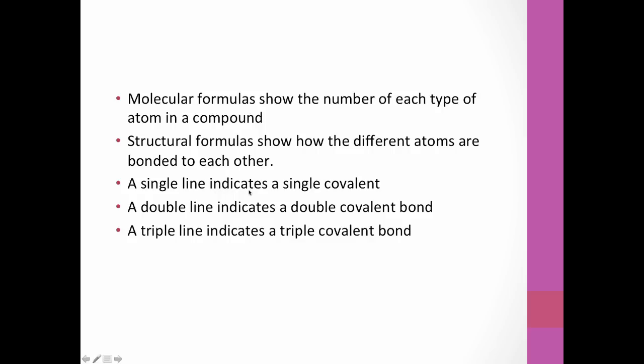So a single line between two atoms indicates that you have a single covalent bond. A double line indicates a double covalent bond. And a triple line indicates a triple covalent bond.